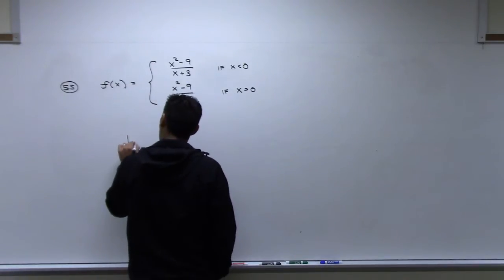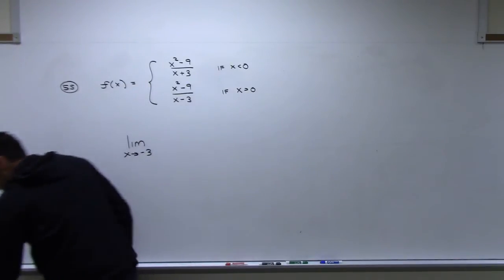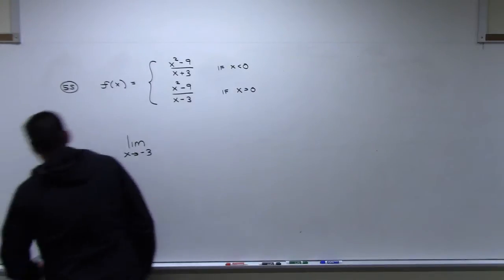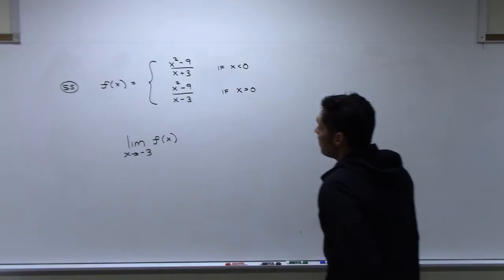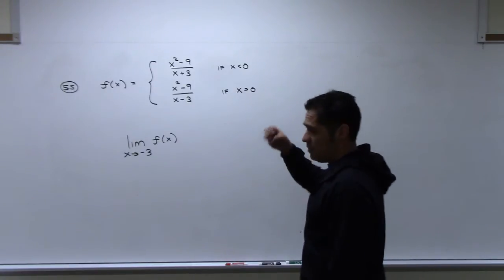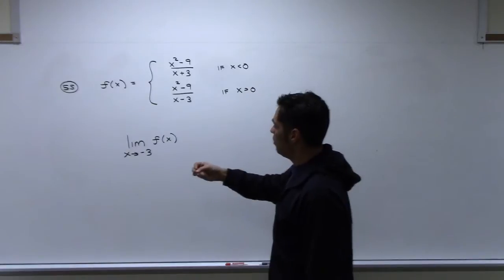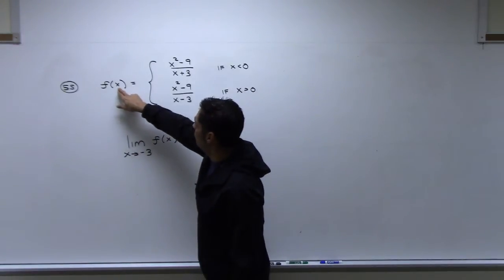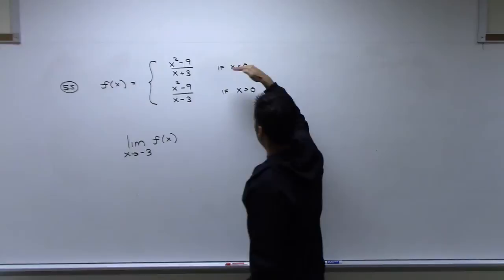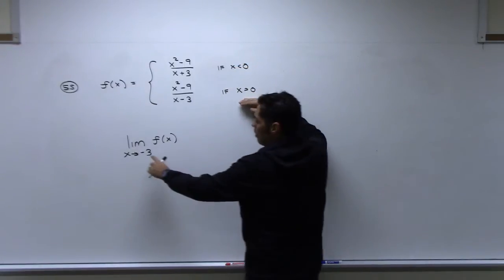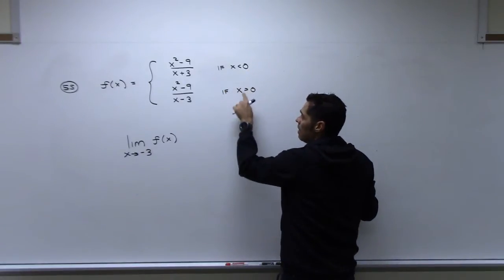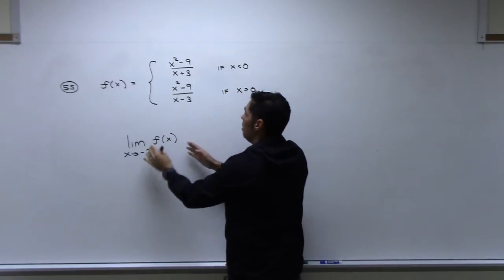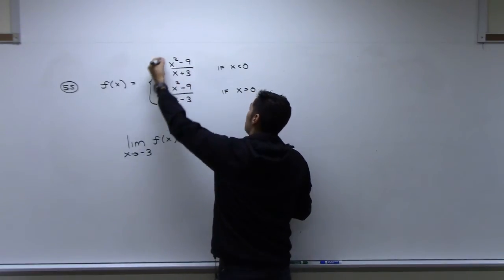Without a picture, if we're going to say limit as x approaches -3 of f of x, then we need to see what happens with direct substitution. If we plug -3 into this function, will we be here or here? We've got to be up here because -3 is less than 0, right? -3 is not greater than 0. So for this limit, we're focusing all of our attention on this one right here.